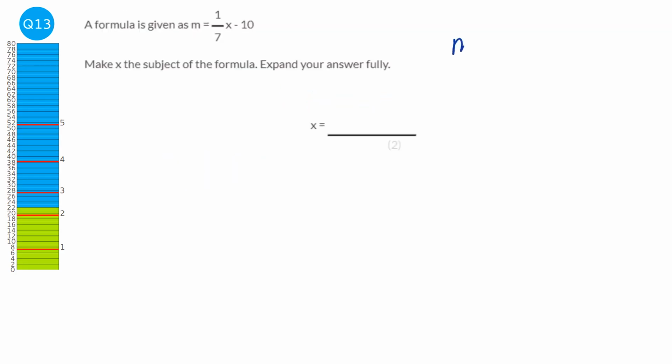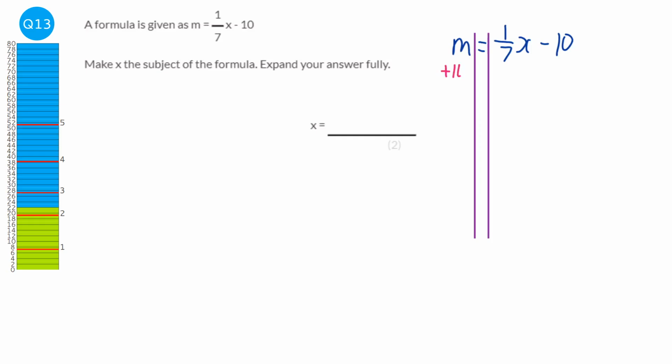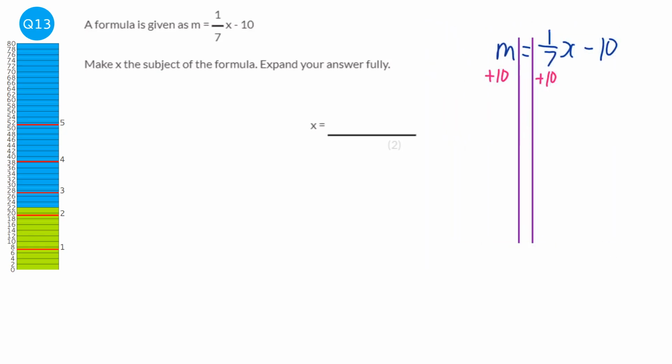So I'm going to start just by writing out the equation. And I can put my lines in. Okay, we're asked to make x the subject, so we're going to first of all add 10 to both sides. In fact, I'm just going to move all this over a little bit so I've got a bit more space. Okay, so we're left with m plus 10 on the left hand side, and we've got 1/7 x on the right hand side. Now to get rid of the 1/7, what I can do is just times both sides by 7.